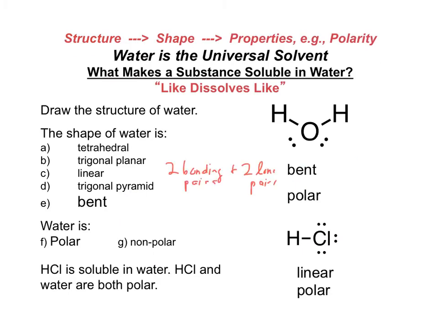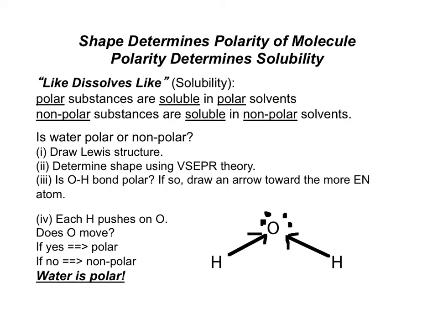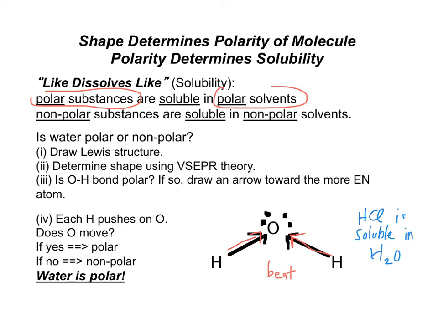Here are the answers for water. Let's discuss why water is polar. Each OH bond is a polar bond. Oxygen is more electronegative, so let's point an arrow toward the oxygen. Water is bent, so imagine each H pushing on the O at that bent angle. Is the O going to move? If yes, water is polar. If no, it's nonpolar. The O moves, so water is polar. Water is polar, HCl is polar, so HCl dissolves in water to form hydrochloric acid. This is an example of the like dissolves like rule.